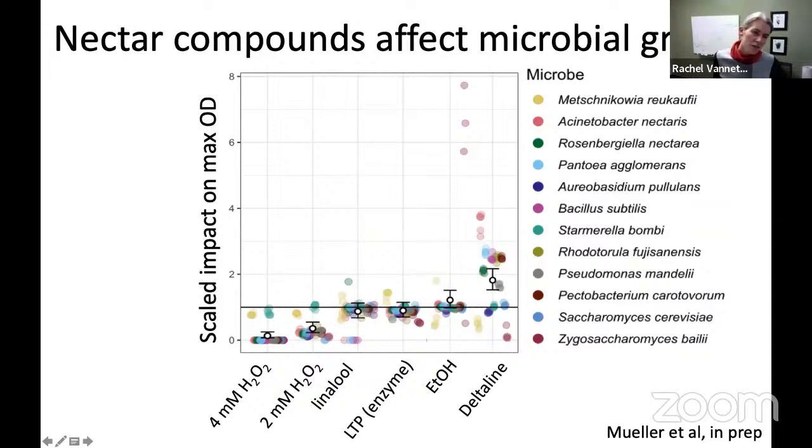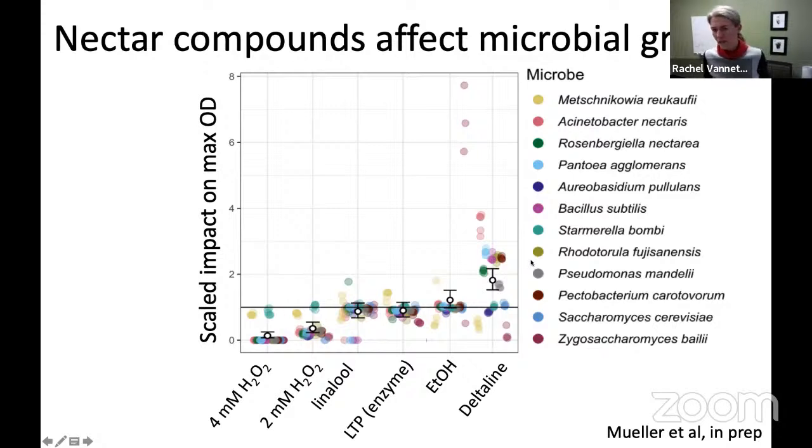And here's our scaled impact on maximum optical density. It's basically comparing the microbial growth in the presence of a compound compared to its growth in the control, because many of these microbes varied quite substantially in the amount that they grew. What we see is that peroxide is a generally antimicrobial compound that we find in floral nectar, whereas some of these other putative antimicrobial compounds actually seem to promote microbial growth. This alkaloid contains nitrogen and may be accessible to some of these microbes that are found in nectar.